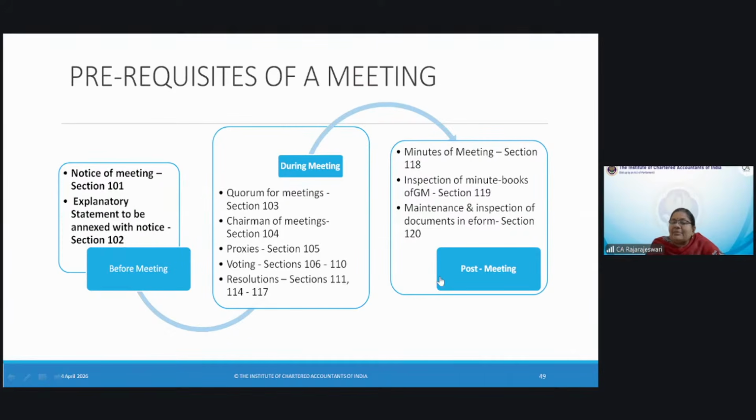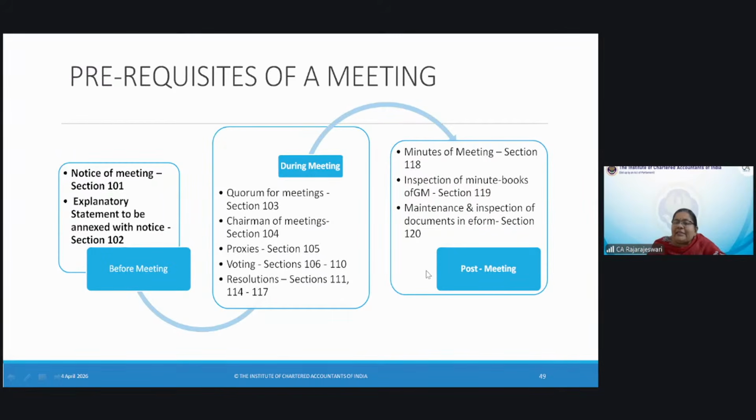Will the listed company have this MGT8? Yes, definitely, a listed company has to file MGT8 after getting the certificate from the practicing company secretary.